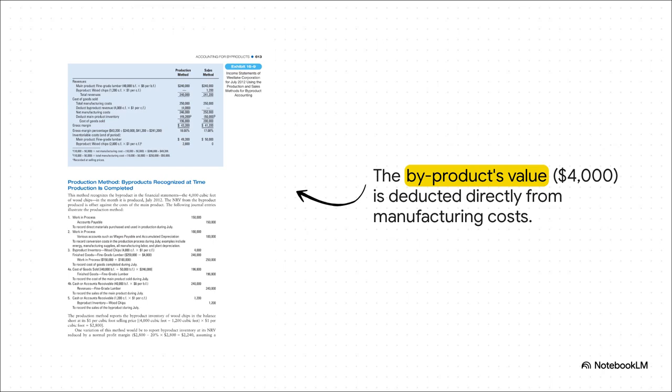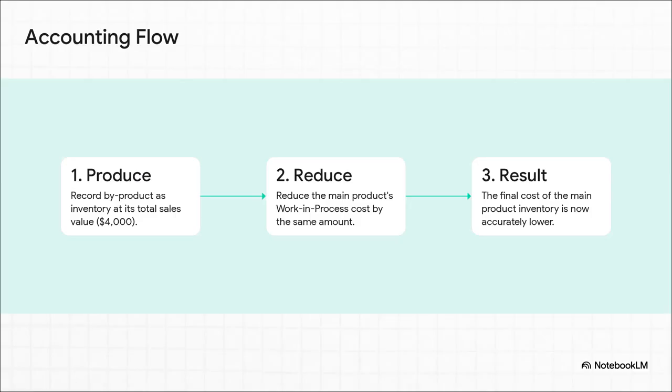It's that simple. So what does this look like from an accountant's point of view, like with the journal entries? It's a super simple three-step dance. Step 1, the second those wood chips are made, they're recorded as byproduct inventory on the books for $4,000. Step 2, we immediately credit or reduce the work in process for the lumber by that exact same amount. And step 3, the result? The final cost of our main product, the lumber, is officially lower and way more accurate.